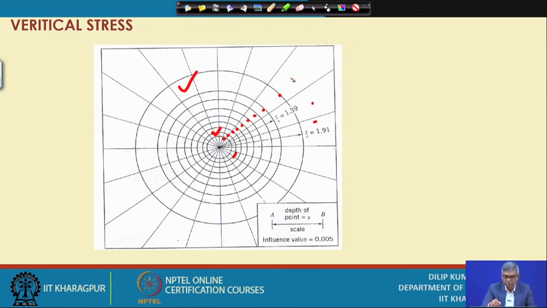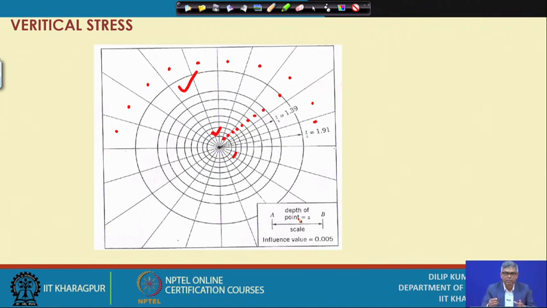You can see 1, 2, 3, 4, 5, 6, 7, 8, 9, 10, and similarly 10, 20 parts. So, each one will be of 18 degrees. Now, when you have divided again, we have drawn 20 radial lines. Now, again those circles are also divided into small parts.